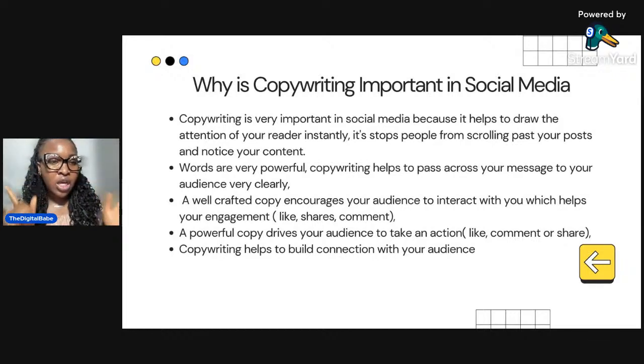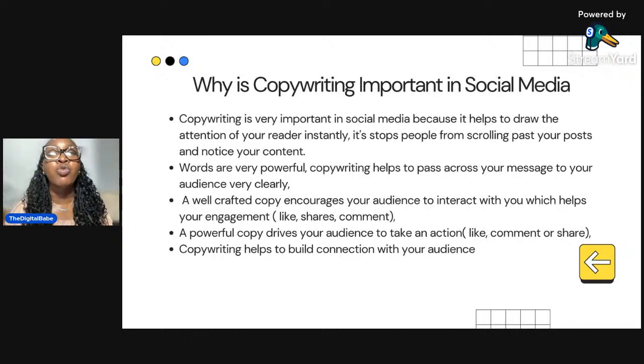And secondly, words are very powerful. Copywriting helps to pass across your message to your audience very clearly. I already said it before, your words are very powerful. Sometimes you might think that your words don't matter, but people are reading your words. People are seeing what you're saying, right? So don't think that, oh, caption doesn't really matter, let me just write anything. No, don't just write anything, because your words are very powerful.